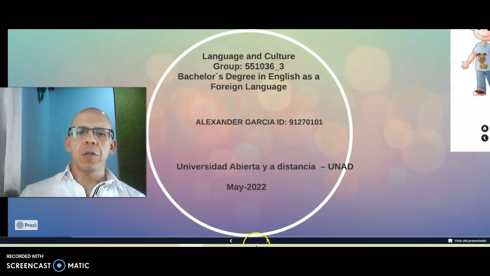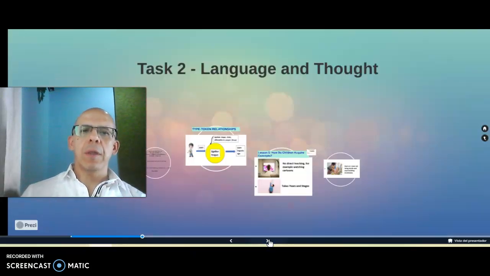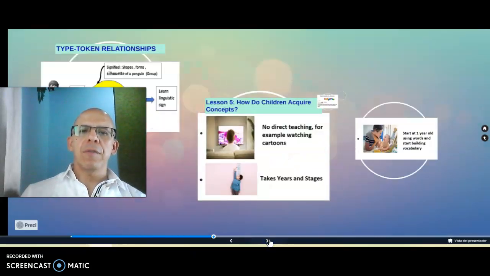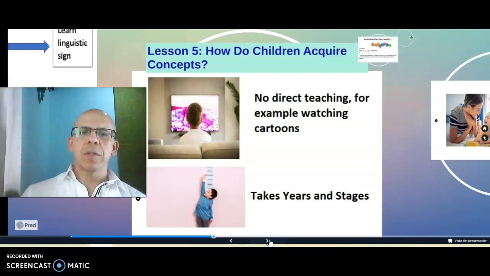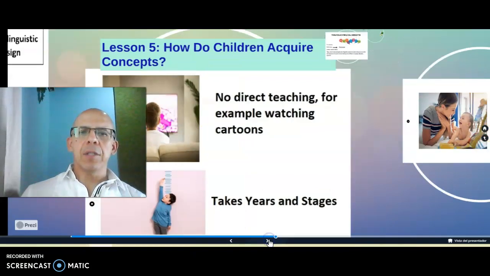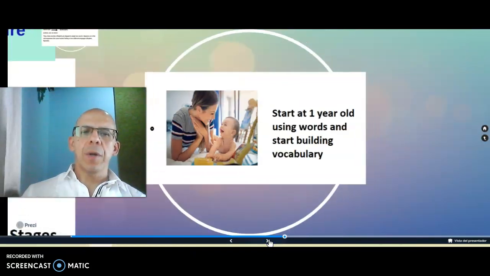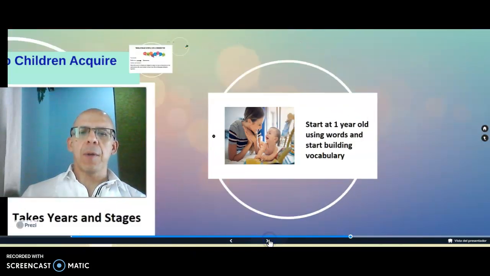This is Language and Culture. This is task 2, Language and Thought. Lesson 5 is how do children acquire concepts. No direct teaching, for example, watching cartoons, test years and stages. And also start at 1 year old using words and start building vocabulary.